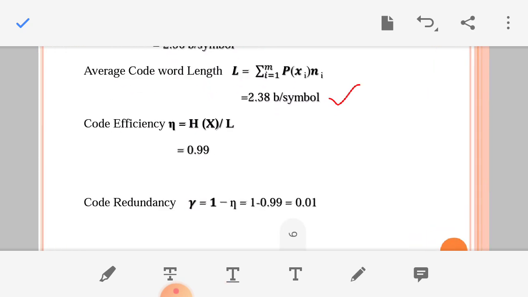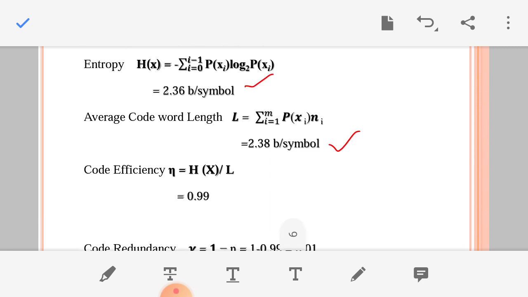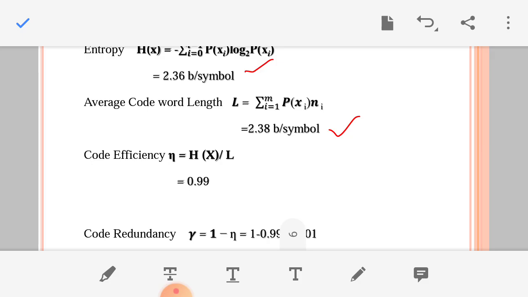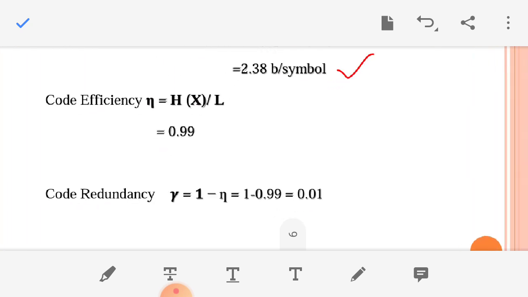After that, we calculate the code efficiency eta equal to H(X) divided by L. Substitute the value of entropy H(X) 2.36 bits per symbol divided by average code word length L 2.38 bits per symbol. Finally, we get the efficiency 0.99. After that, we calculate the code redundancy gamma equal to 1 minus eta, 1 minus code efficiency 0.99, equal to 0.01.